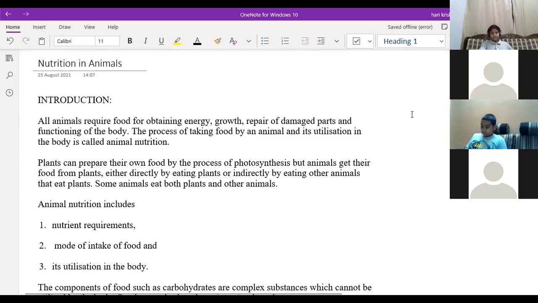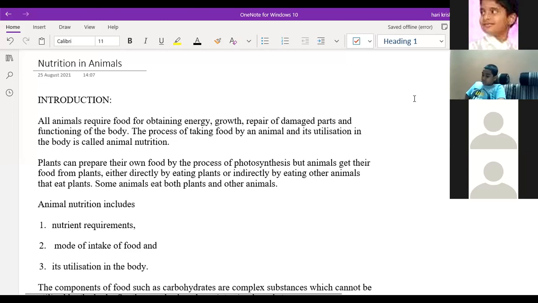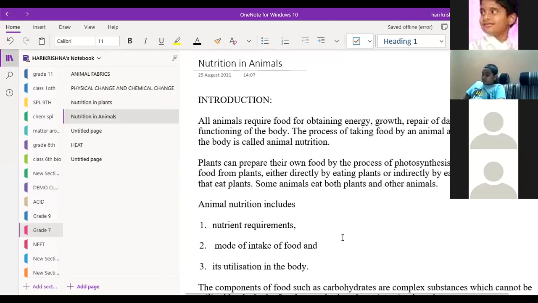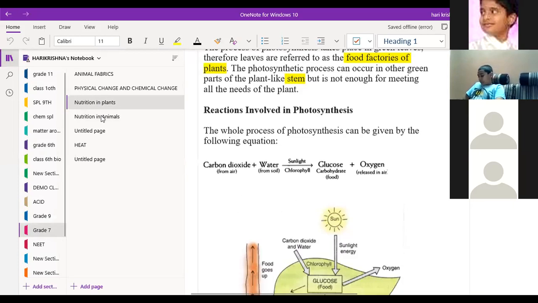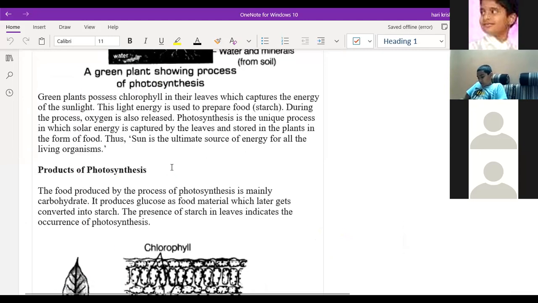Yes, sir. Plants will prepare the food with the help of the chemical formula: 6CO2 plus 6H2O will produce C6H12O6 plus 6O2. Have you written the equation part or not? 6CO2, write down. I didn't give the equation part, okay.